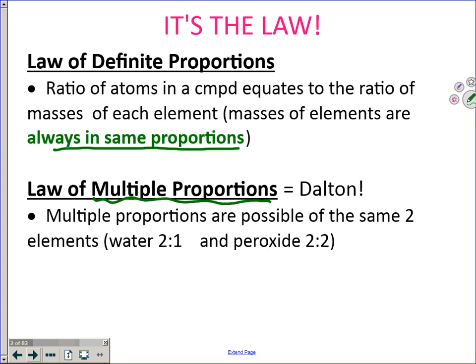For example, water. You'll see I have water 2-to-1 ratio. Do you know what I'm talking about there as a 2-to-1 ratio? Yeah. 2 H's, 1 O. 2 H's and 1 O, and then same thing over here, 2 H's and 2 O's. So what's the formula for water? H2O. H2O, and what's the formula for hydrogen peroxide? H2O2.